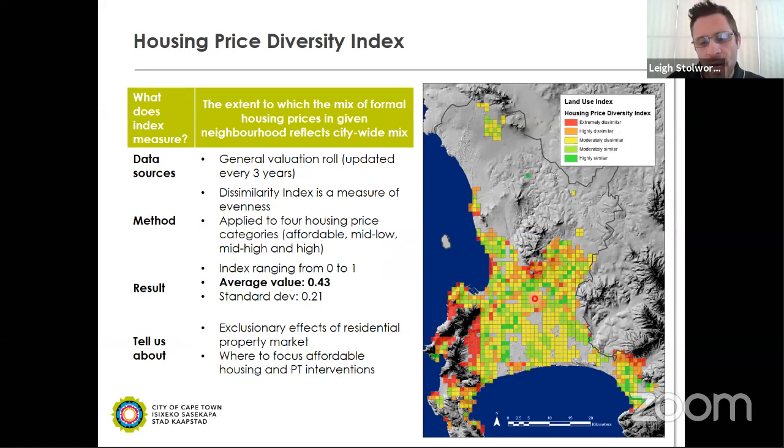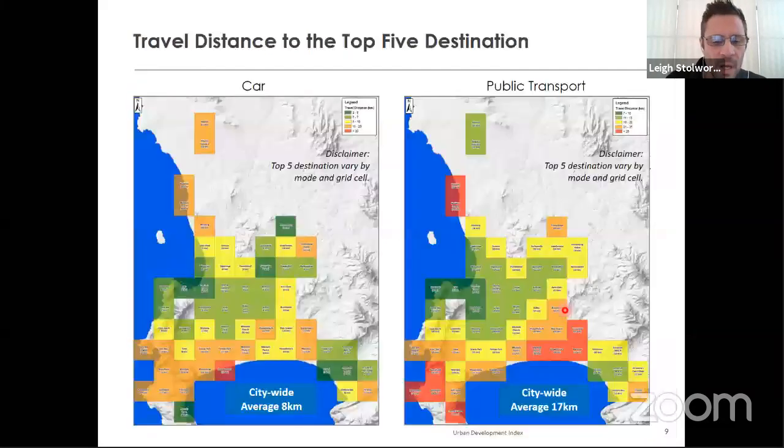And this is the Housing Price Diversity Index, which is a measure of the diversity of housing price availability or housing value availability in the city. Where it's red, it's a predominance of one value. Where it's green, there is a balance of values of housing. And this gives us a good indication of how people can live in different parts of the city for different income groups. And all of this obviously has implications on the travel demand profile of the city.